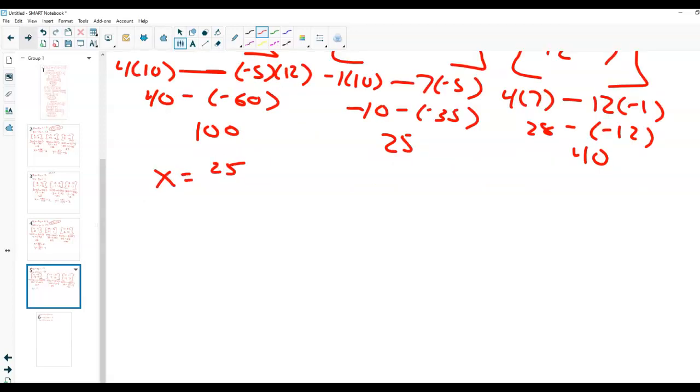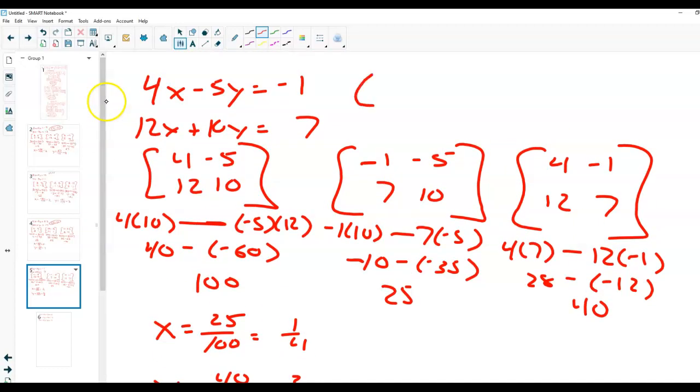My x is 25 over 100, which is 1/4. My y is 40 over 100, which is 2/5. So there's your answer. 1/4 and 2/5.